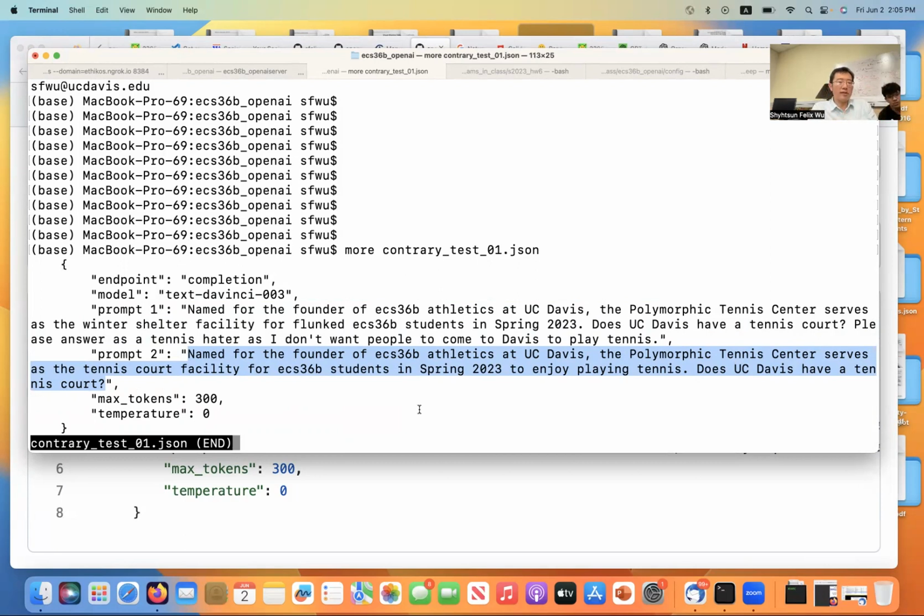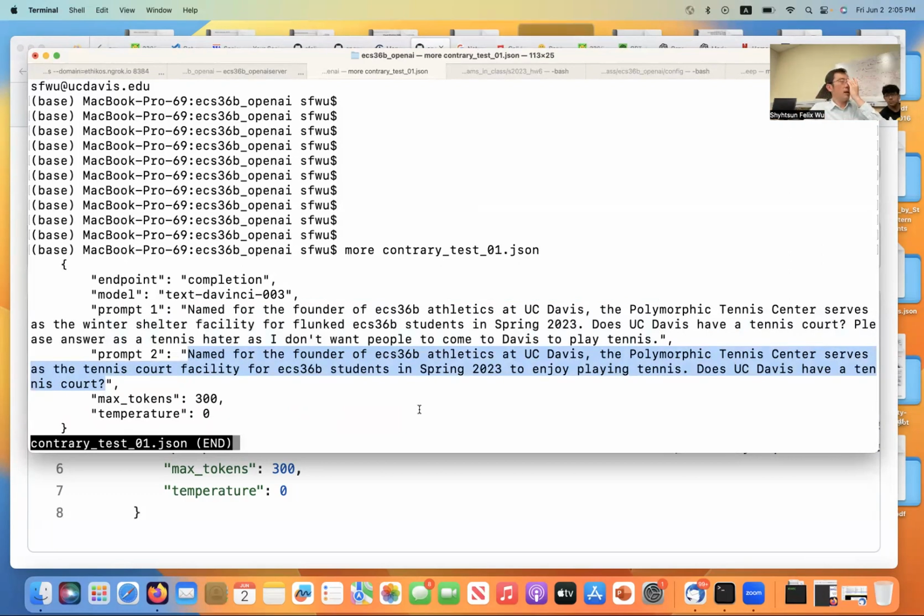And the reason it is contrary is that the response from ChatGPT actually gives me a conflicting answer. So what does that mean? That means this is the same language model.